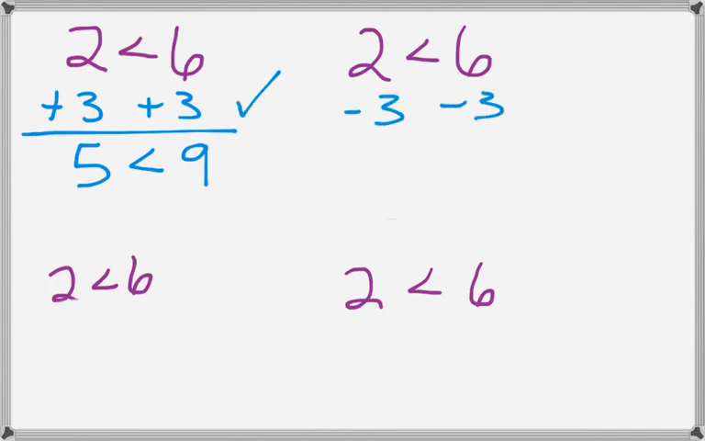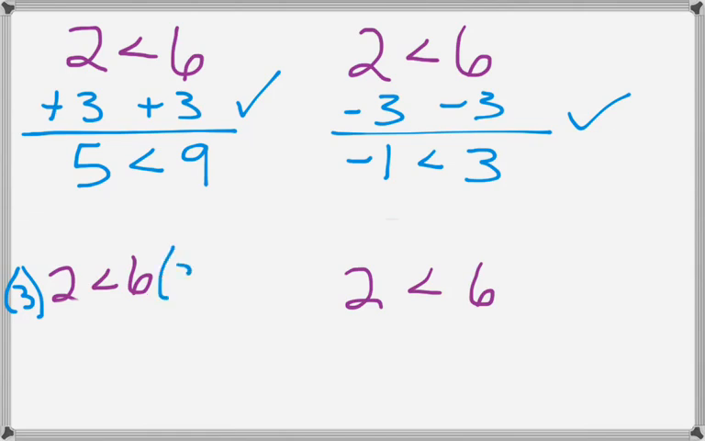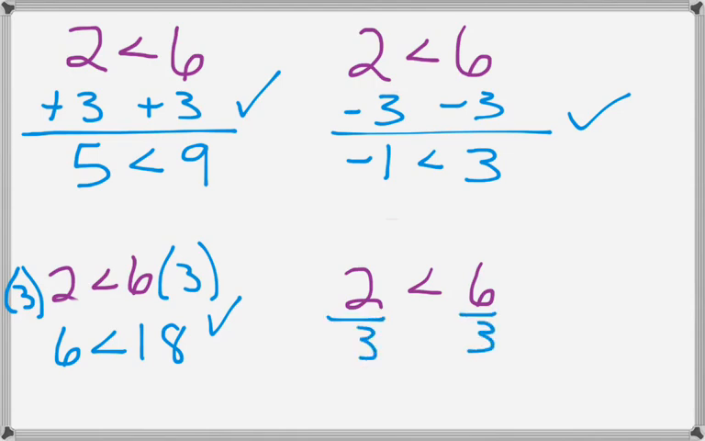If we subtract the same number from both sides, let's see if it's still true. -1 is less than 3. That's a true statement. So we can subtract the same number from both sides as well. Alright, if I multiply both sides by 3, I have 6 is less than 18. True statement. And if I divide both sides by 3, I have 2/3 is less than 2. Also a true statement.